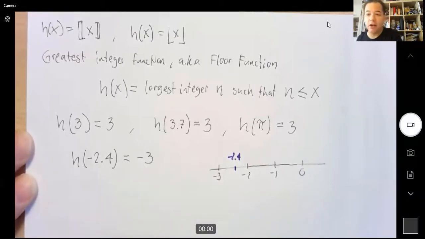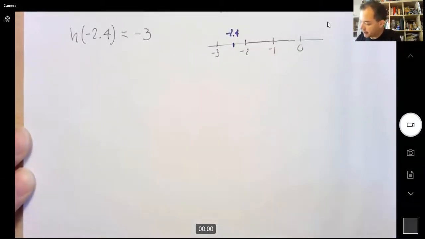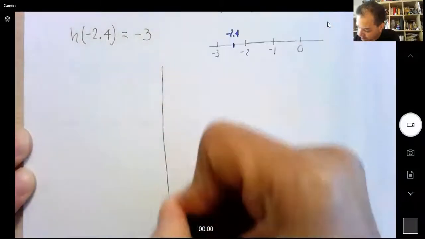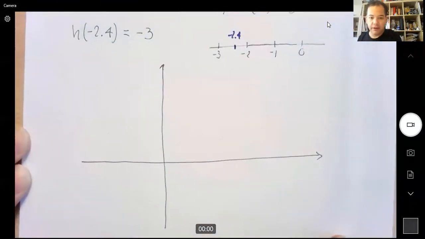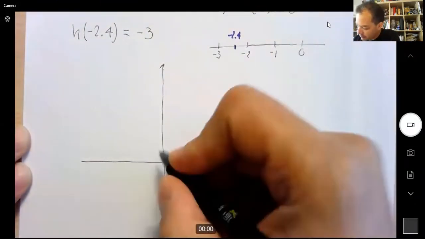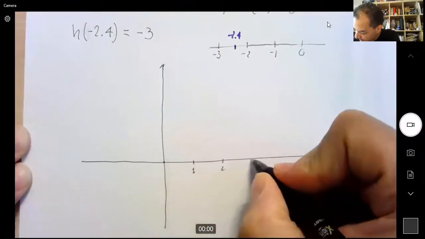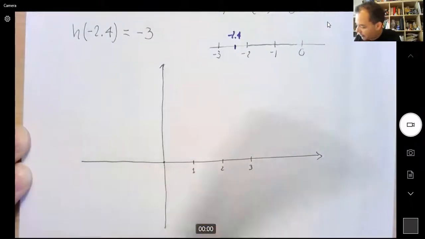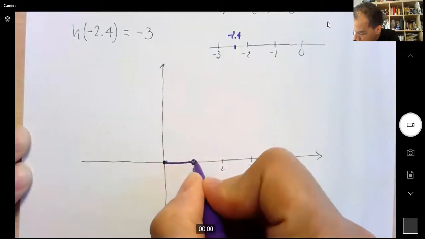All right, so let's come up with the graph of this function. How would the graph look like? Let me put my axis here. And then what do we have? Well, between 0 and 1, it's all 0, including 0, so like this, and then there's a hole here at 1.